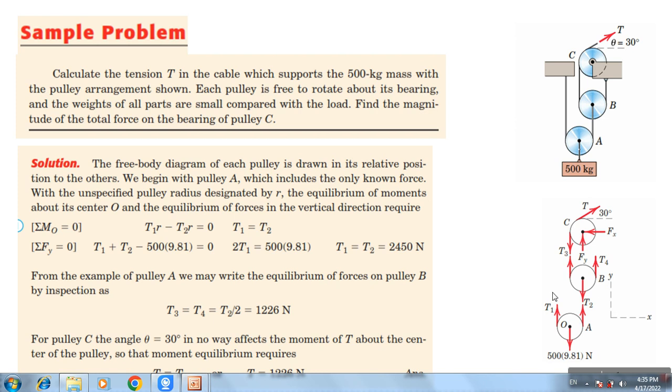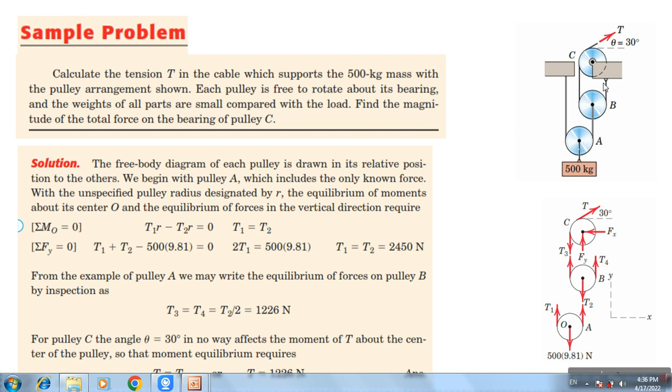Now you can see for the pulley A, instead of the 500 kilogram, that means this is the mass, I put it as a weight. Okay, there is a weight here. And when I cut in this section here, I will get a tension because we have a loop here. So I put here T1 and T2.